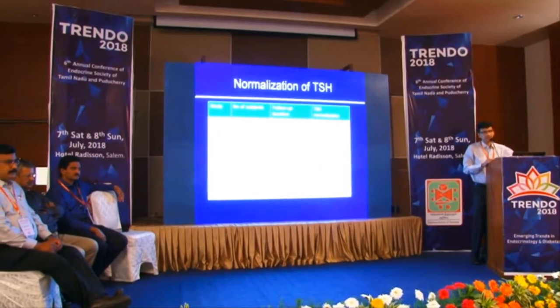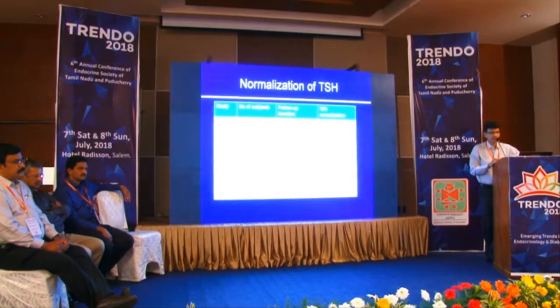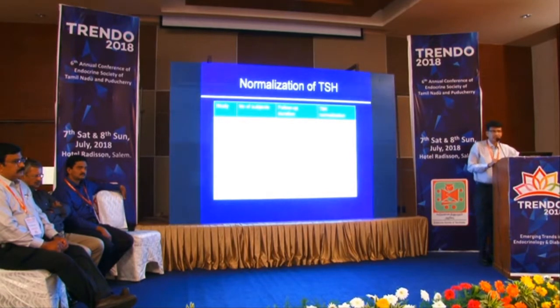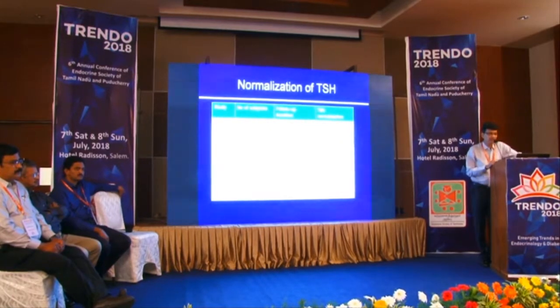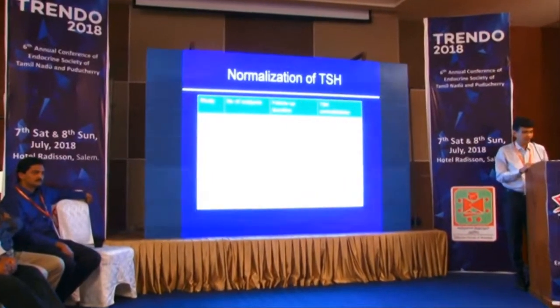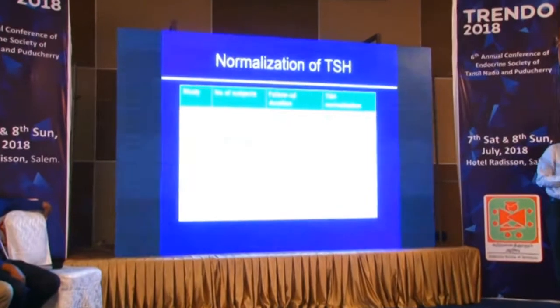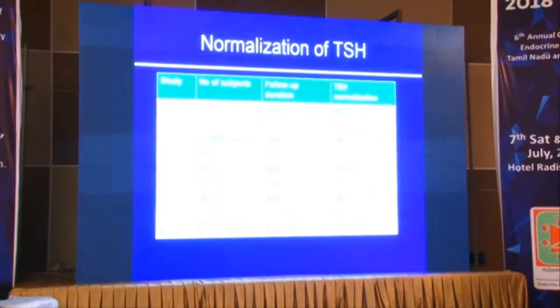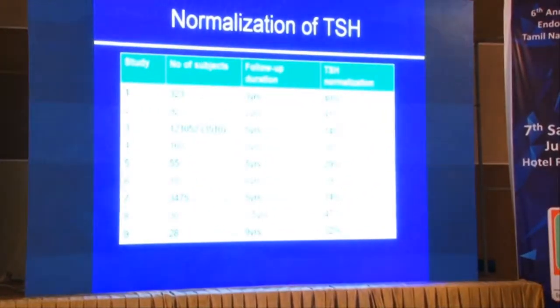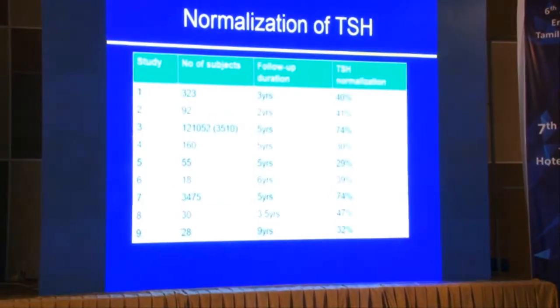So what are the chances of TSH normalizing when you check the patient after 6 months or 1 year? The chances are quite high. At least 1/3 of the patients with subclinical hypothyroidism revert back to normal. The range of normalization is between 30 to 70%. So there is a very high chance of spontaneous normalization if you follow up the patient.